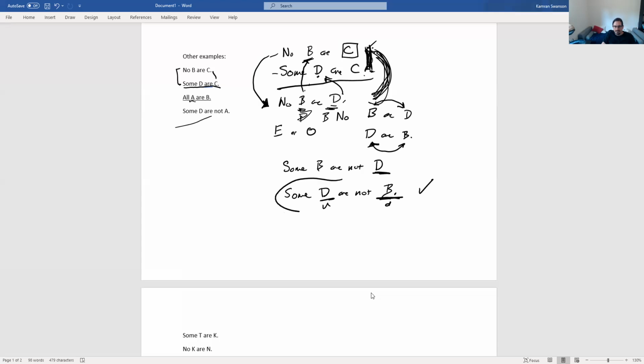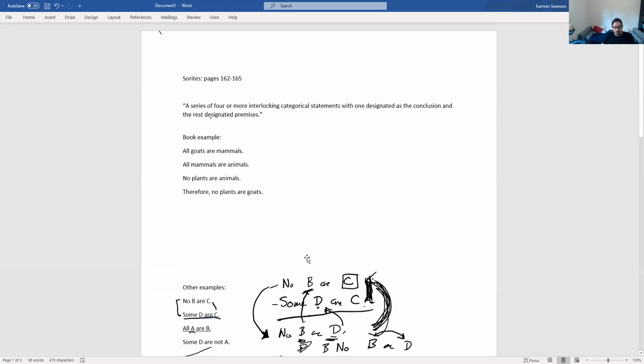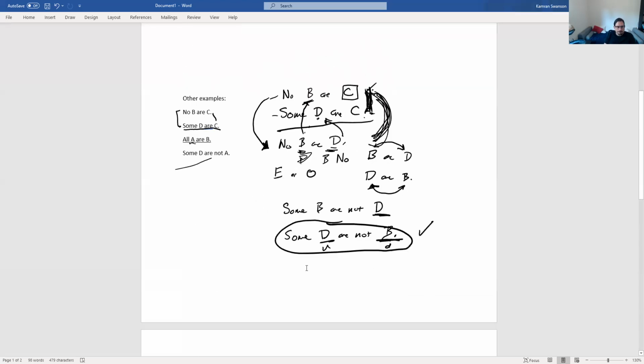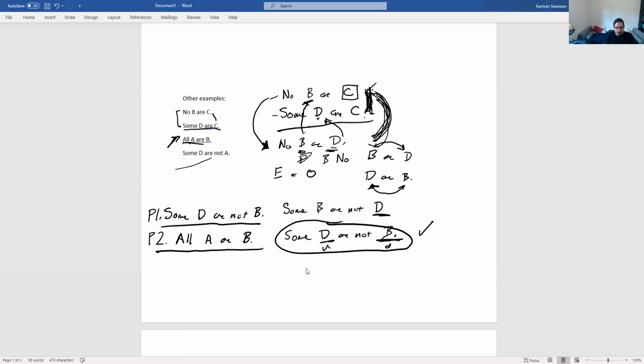Aha, this is our missing statement. So our missing term here is going to be some D are not B. Then when we think about this, this is going to be a premise, a new premise. We're going to take this, all A are B. And now we just have to see, do these premises lead us to this conclusion?